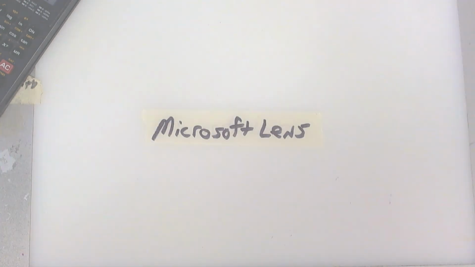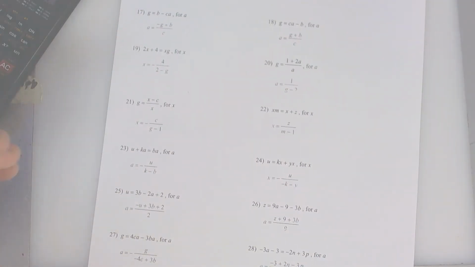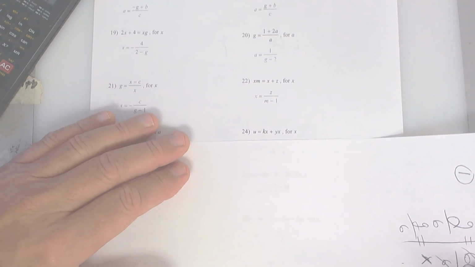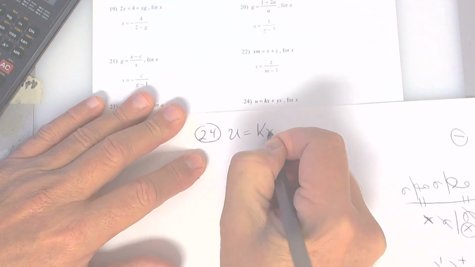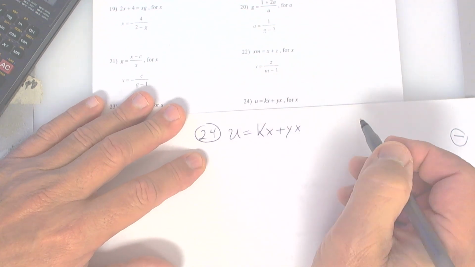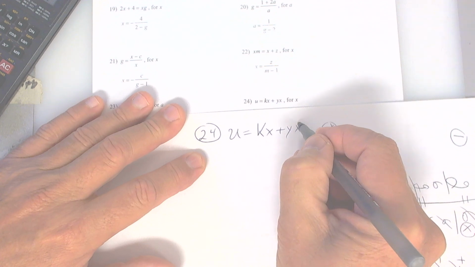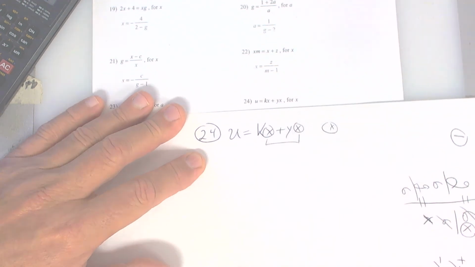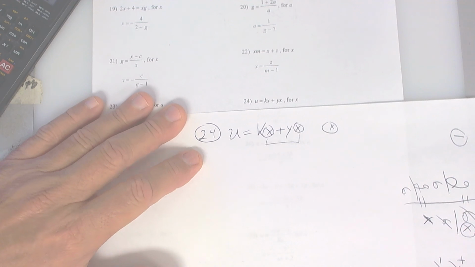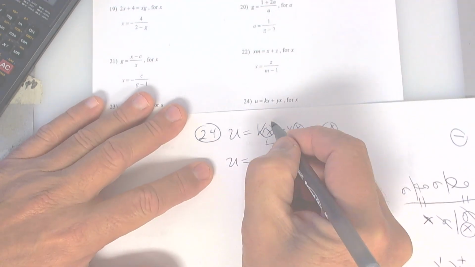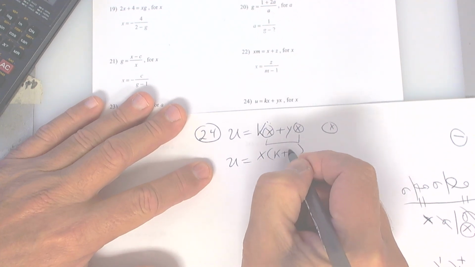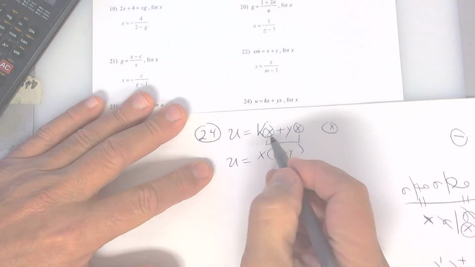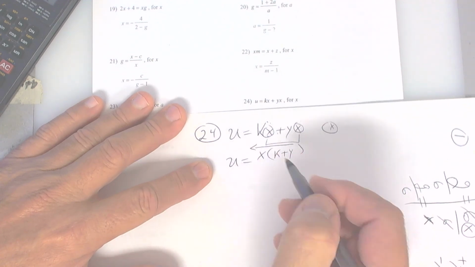Okay? All right, we're going to try one more, and then I'm going to get you started on your work. We'll take a look at this one right here, number 24. So it's going to be u equals kx plus yx, and you want to solve for x. Now, you see how you have x's in 2 spots? What I'm going to do is factor out an x. Now, you learned how to factor. Both of these have an x, so you take an x out. And you're left with k plus y. They both have an x, so you factor out an x.